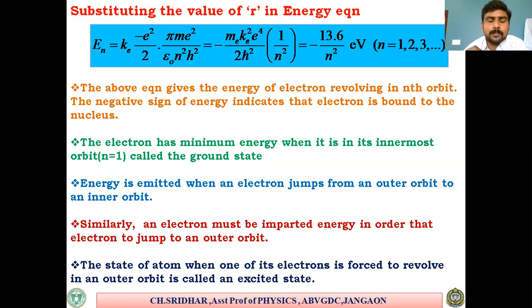So that state of the atom when one of its electrons is forced to revolve in an outer orbit is called an excited state. So ground state is the minimum energy state, the innermost orbit, and the excited state is when an electron of any atom is forced to move in an outer orbit. That means the electron has to come to the ground state after a certain period of time. So the excited state is defined as the state of the atom when one of its electrons is forced to revolve in an outer orbit.